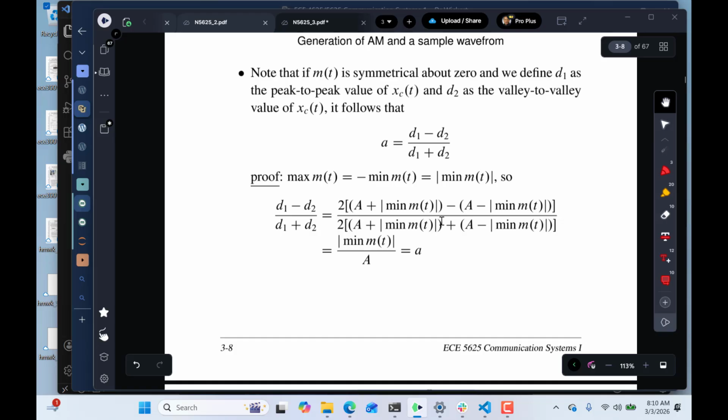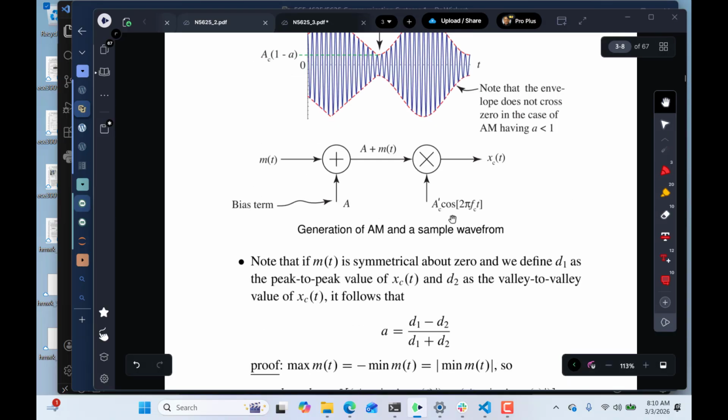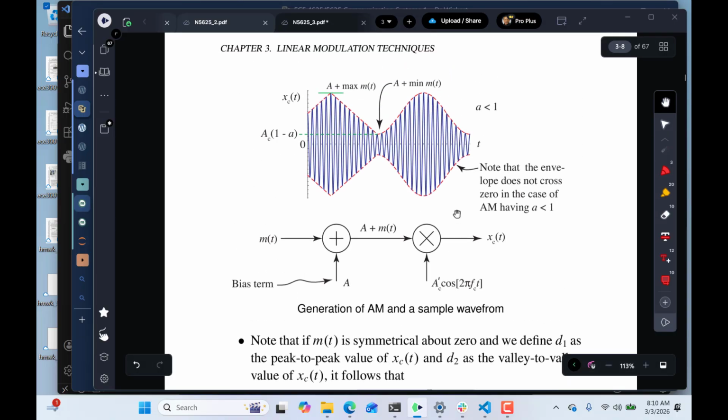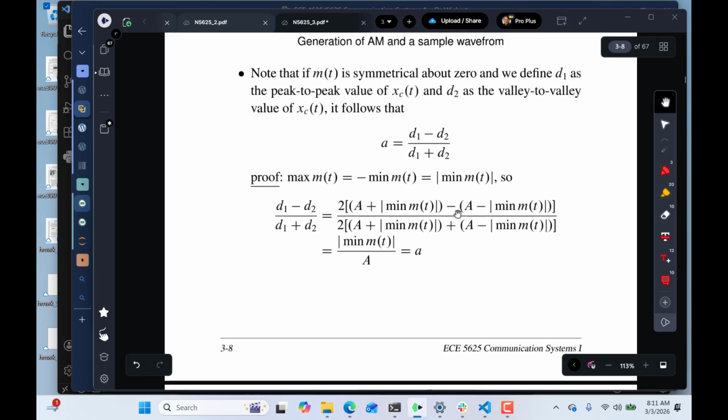This is a kind of trivia thing that I think appears in the book. It just tells you if you were looking at this waveform on the oscilloscope, and I say it's trivia because unless you're working in the lab, you wouldn't appreciate this. If you're working in the lab, you'd appreciate this because you'd say, I can just look at that waveform, and from that waveform I can take the difference between the peak to peak and the valley to valley.